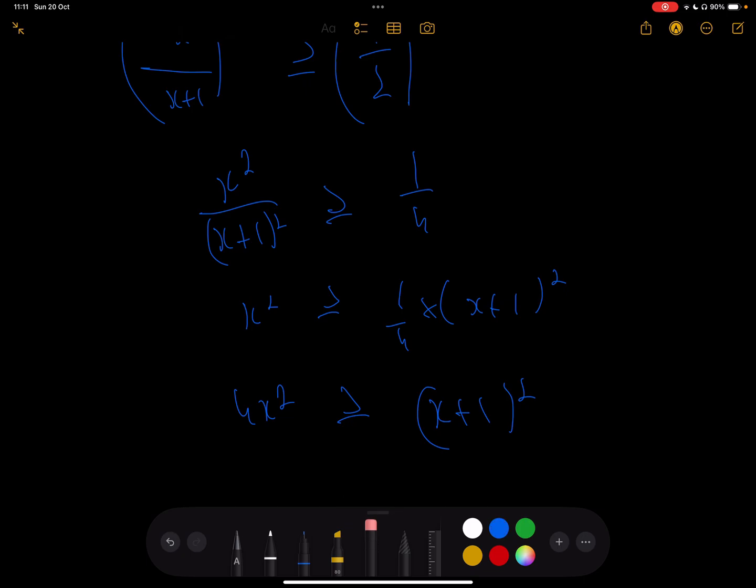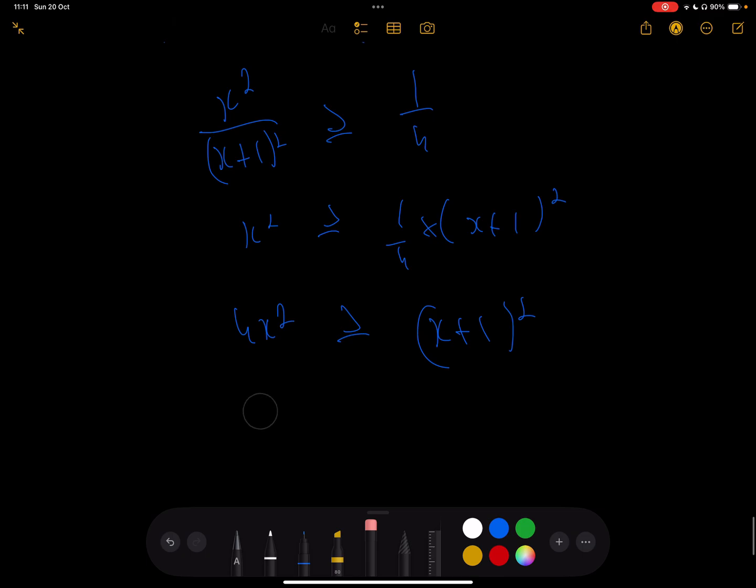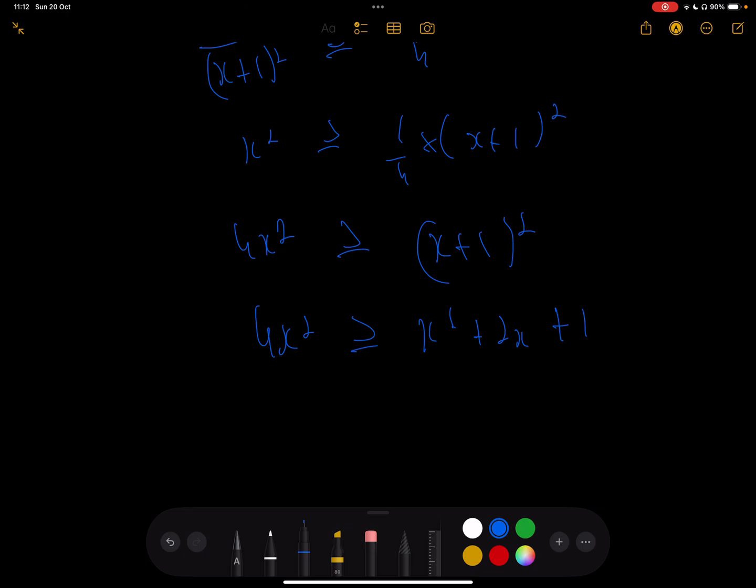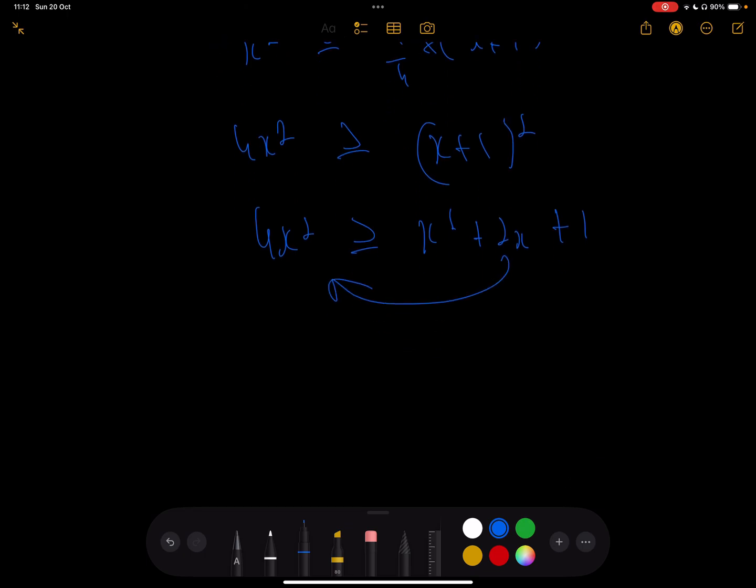Right, so what do we do now? Well, we've got a quadratic, so we expand the brackets on the right hand side to achieve that 4x squared is greater than or equal to x squared plus 2x plus 1. Then we just transfer everything onto this side because we have more x squareds on the left. So we have 3x squared minus 2x minus 1 greater than or equal to 0.